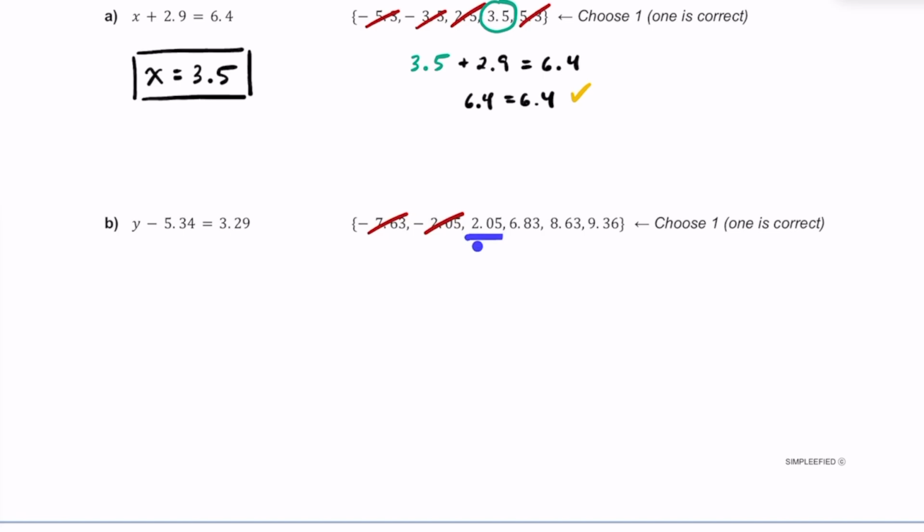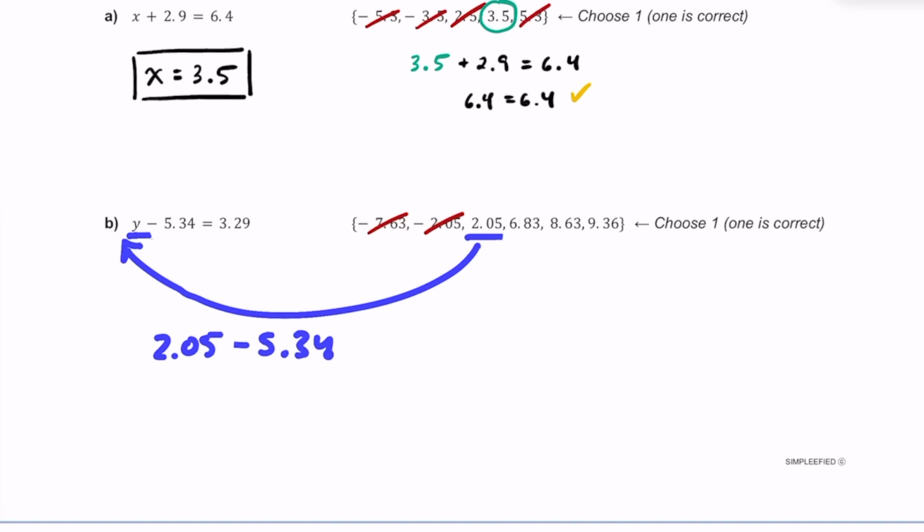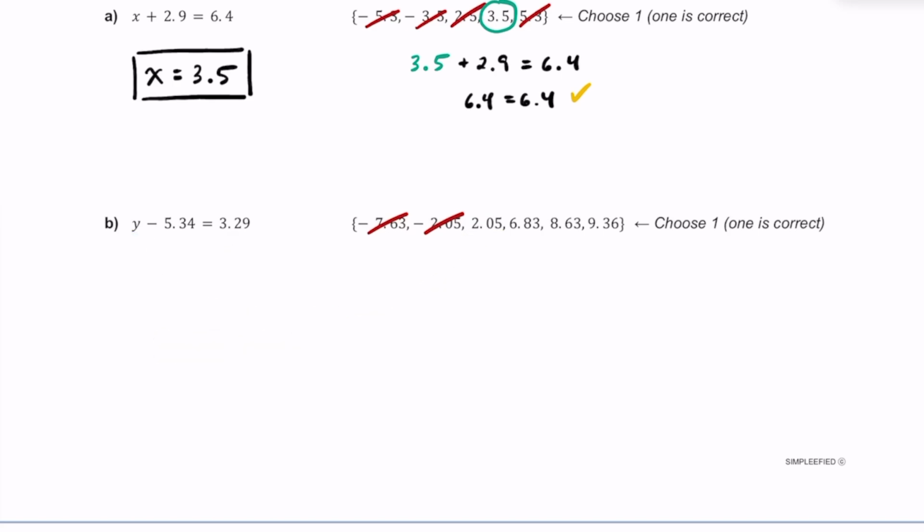What if we try 2.05? What if we plug in 2.05 here? Well, if we take 2.05 and take away 5.34, that's also going to be a negative number because we're taking away more than what we have. And we're trying to get to this positive 3.29, so there's no way that's going to work either.